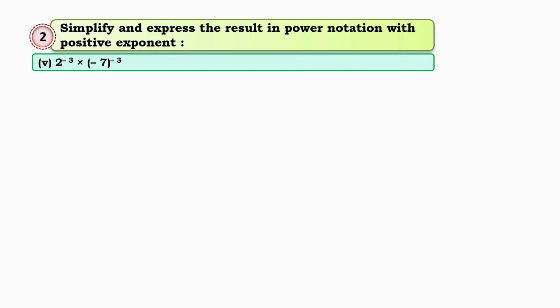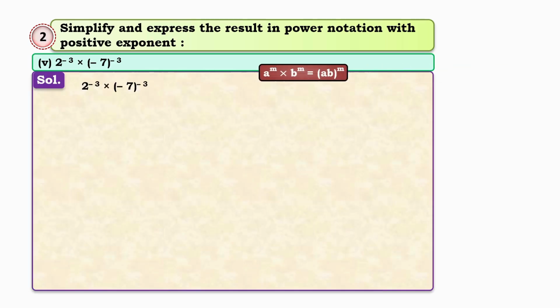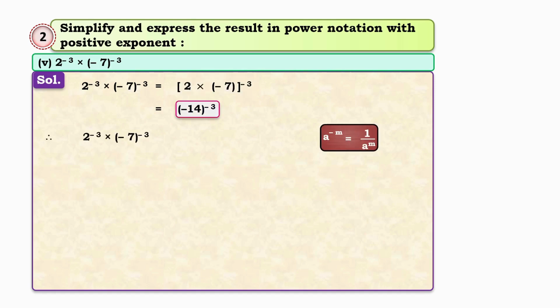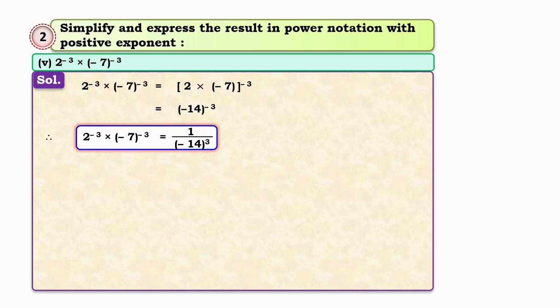Now the next problem, 2 to the power minus 3 into minus 7 to the power minus 3. So a^m into b^m equals (ab)^m. So here the powers are the same but the bases are different. Now since we need to make the exponent positive, a to the power minus m equals 1 by a to the power m. This formula we have to apply. So this is the final answer.